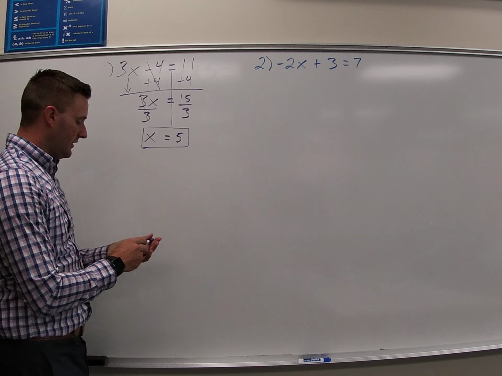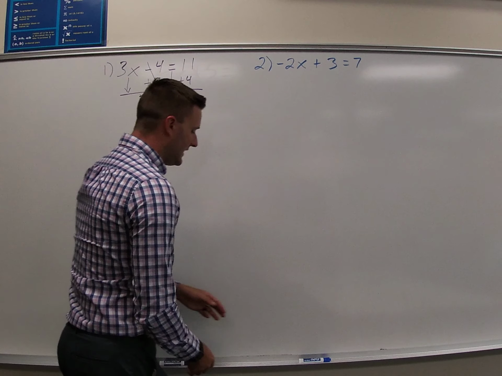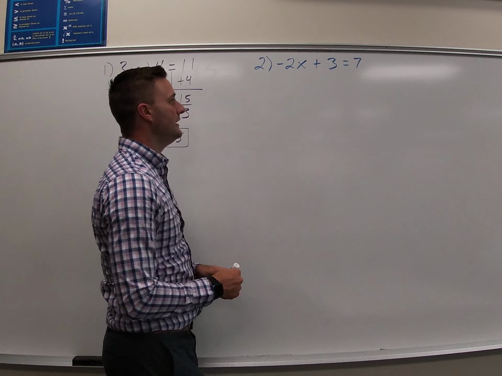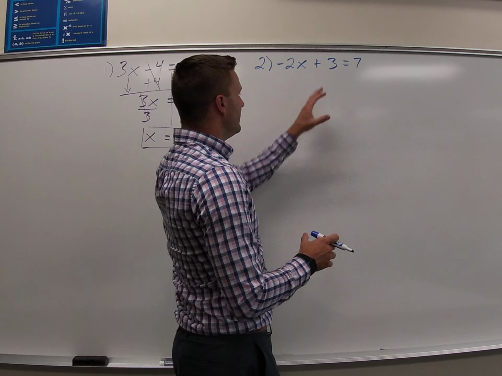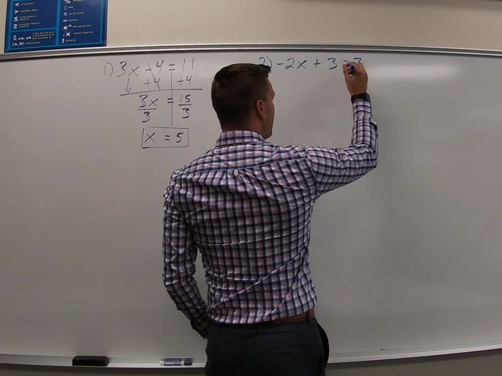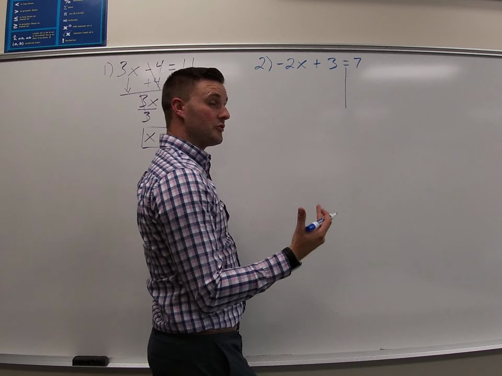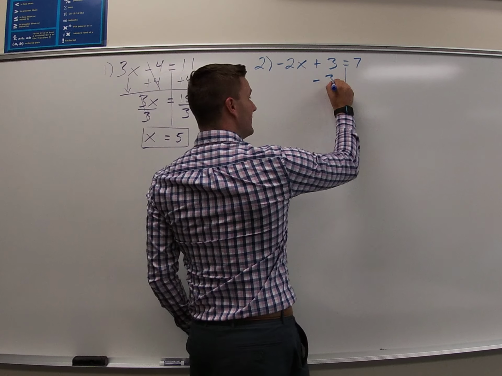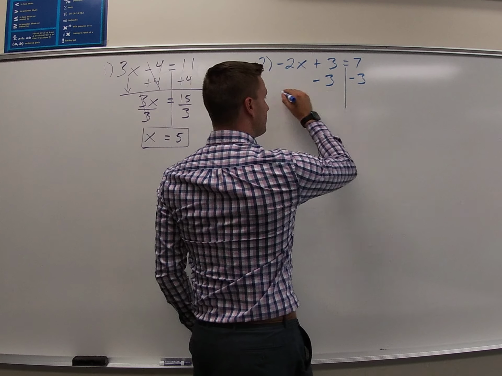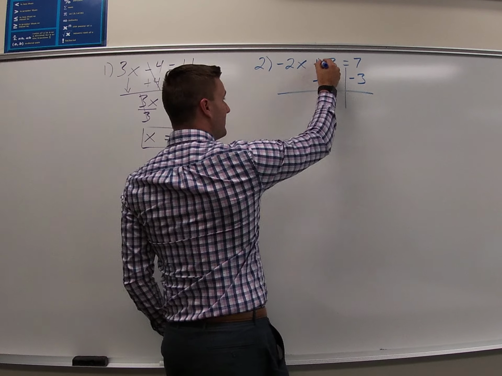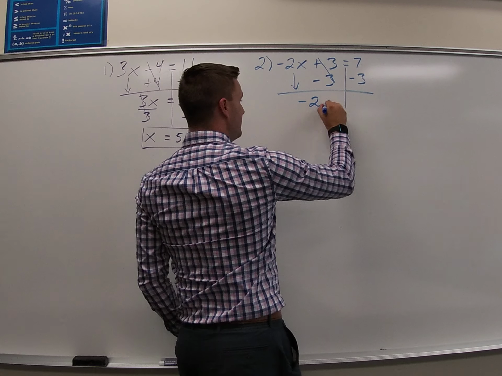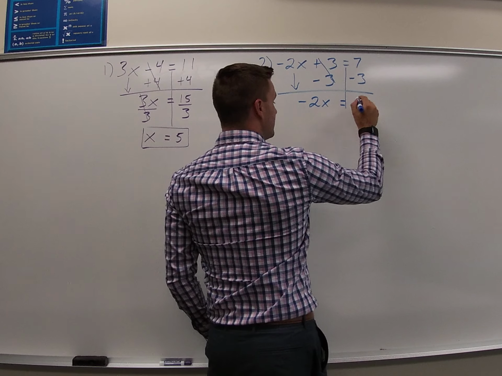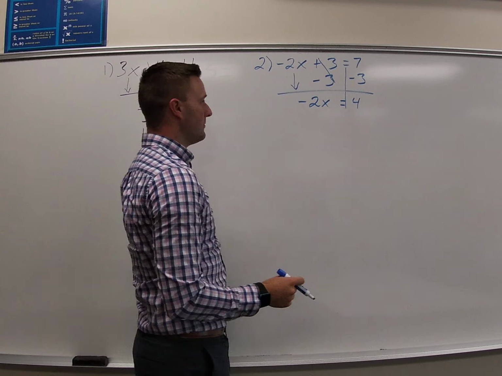In the same way with number 2, we have negative 2x plus 3 equals 7. So with this one, I want to undo this positive 3. So what is the opposite of adding 3? That would be subtracting 3. So I'm going to subtract 3 from both sides. Once I do that, I'm going to bring down my first term. So this negative 2x is going to be brought down. And this is equal to 7 minus 3 is 4.